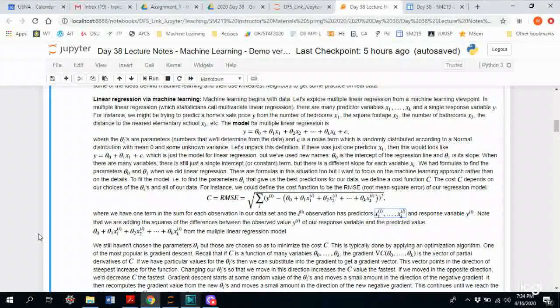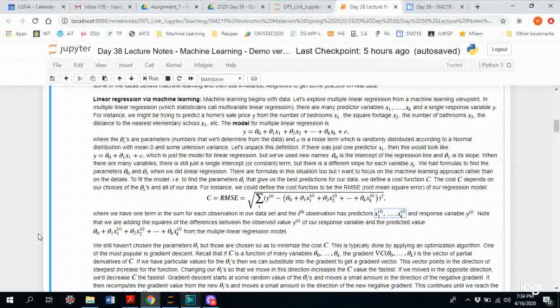We had formulas to find the parameters theta naught and theta 1 when we did linear regression. There are formulas in this situation too, but I want to focus on the machine learning approach rather than on the details. To fit the model, that is to find the parameters theta i that give us the best predictions for our data, we first define a cost function c. The cost c depends on our choices of the theta i's and on all of our data. For instance, we could define the cost function to be the root mean square error of our regression model.